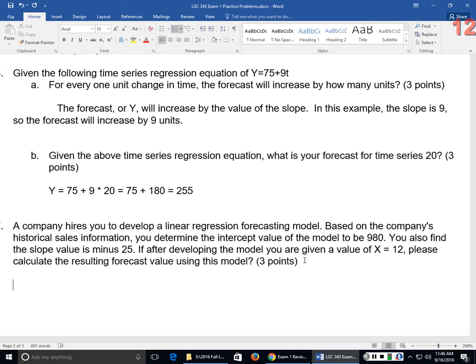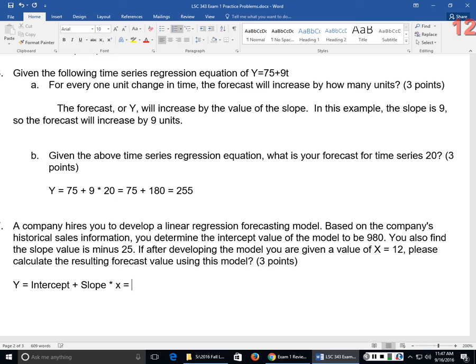So first off, let's get the equation, right? So y is equal to what? Just tell me generically. Intercept plus slope times our x, okay? Just 12.